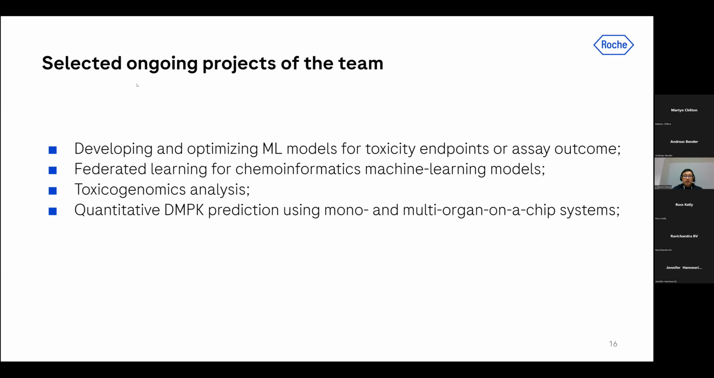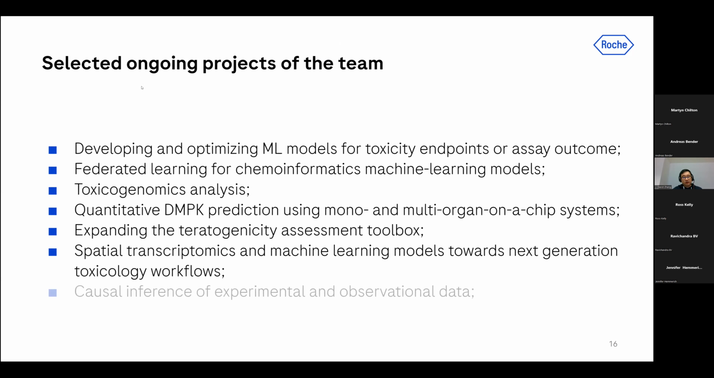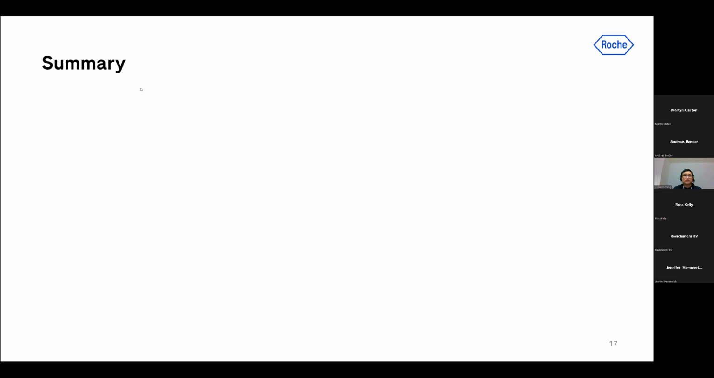We perform quantitative DMPK prediction using mono and multi-organ chip systems. We are trying to expand the teratogenicity assessment toolbox. And we are implementing and piloting spatial transcriptomics and machine learning models towards next generation toxicology workflows. And we are performing causal inference of experimental and observational data, as well as setting up computational models of safety profiles of nucleotide acid therapeutics.